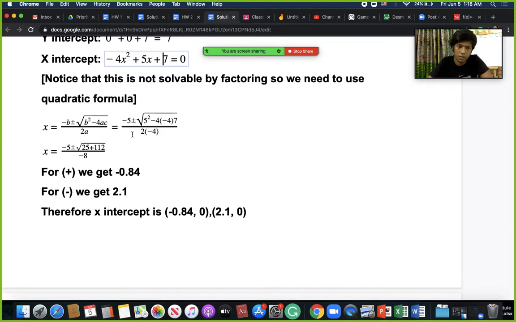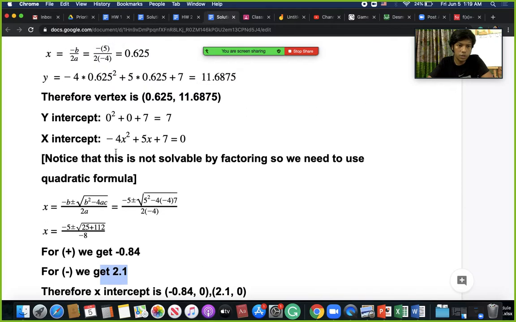I think it is pretty easy at this level. See, 5 square is 25, then 4 into 4 into 7 equals 112, minus minus equals plus, then there is a square root, so you have to do it in the calculator, because the square root of every number we do not memorize. So when you do it in the calculator, if you consider the plus sign, you get this answer first, and if you consider the minus sign, you get this answer.